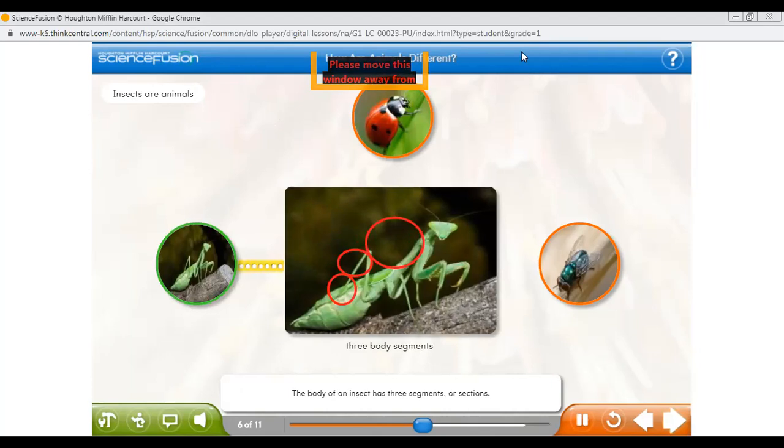The body of an insect has 3 segments or sections. So now I have shown you the 3 sections. What are they? It is the head, it is the thorax, and then it is the abdomen. So these are the 3 body parts of a grasshopper. Here it is an insect, so they have 3 body parts and 6 legs. You can see here the legs, 1, 2, 3, 4. Here it has 5, and on the other side it has one more, that is 6. So they have 6 legs and 3 body parts. So they are called the insect.